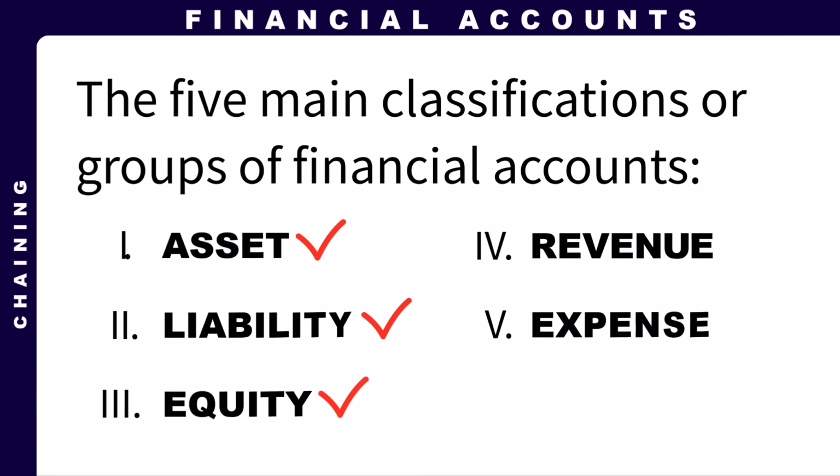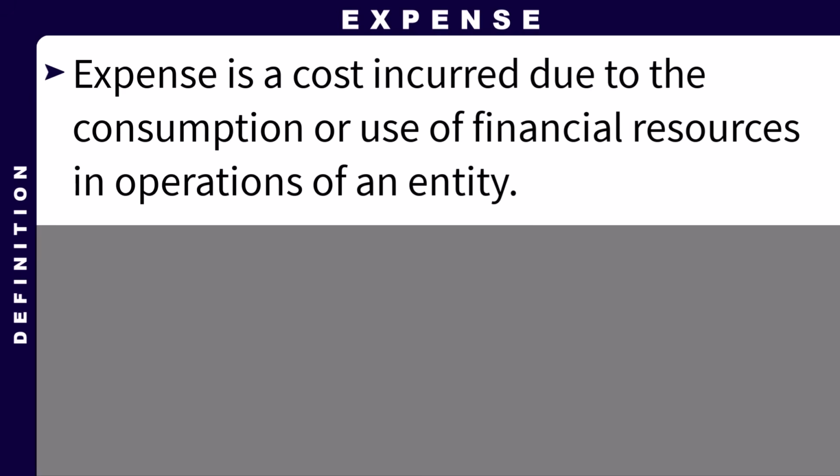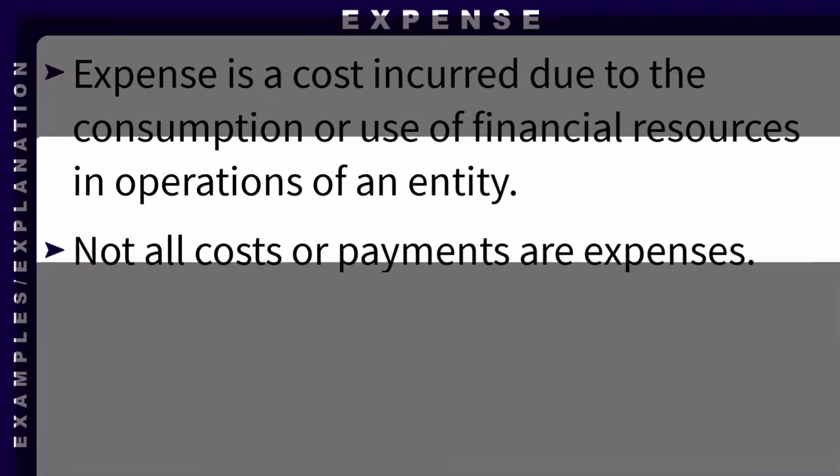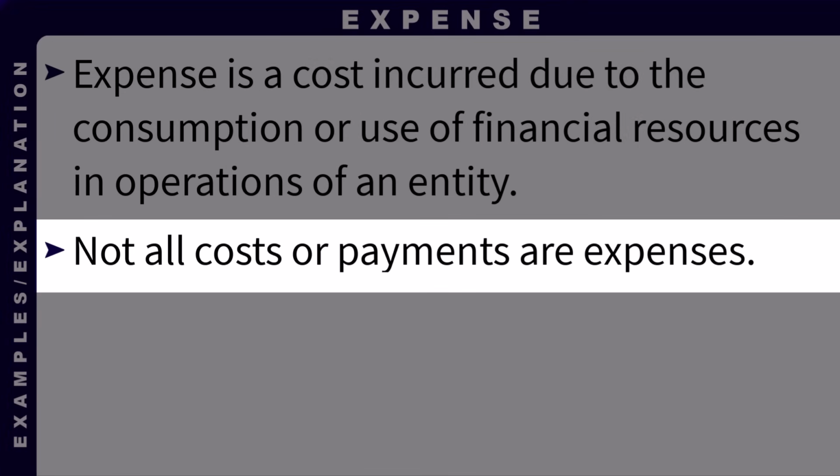Good. We covered 4 of the financial accounts, including revenue. And now, moving on to the next, also the last, financial account: expense. Here is a definition of expense. Expense is a cost incurred due to the consumption or use of financial resources in the operations of an entity. We'll see some very common examples in a second. In this definition, it is stated that expense is a cost incurred. But not all costs are categorized as expenses in accounting.